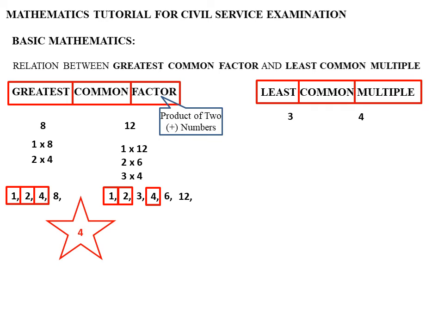Let's say this number 3. What are the multiples of 3? The first is 3, since 3 times 1 is 3. What is the next multiple of 3? It is 6, since 3 times 2 is 6. The next multiple is 9. The next multiple is 12. The next multiple is 15, and so on and so forth.